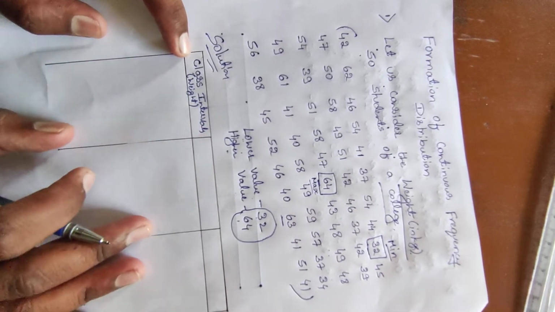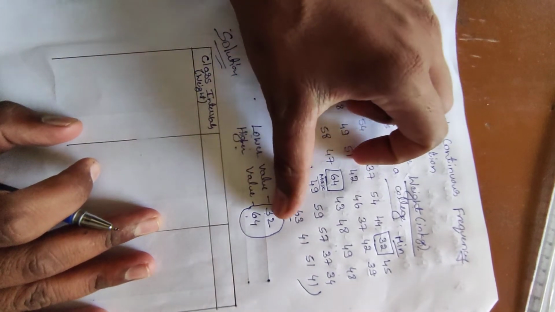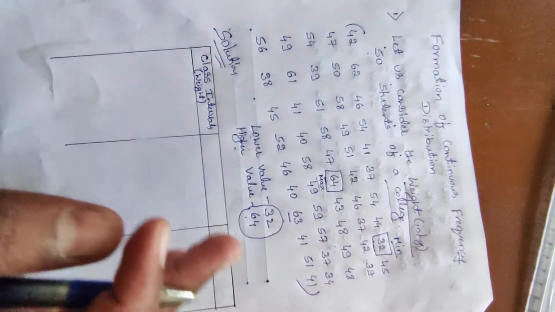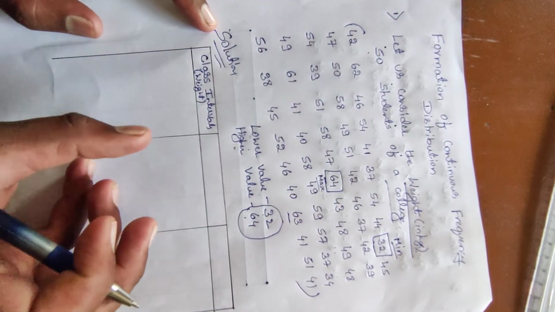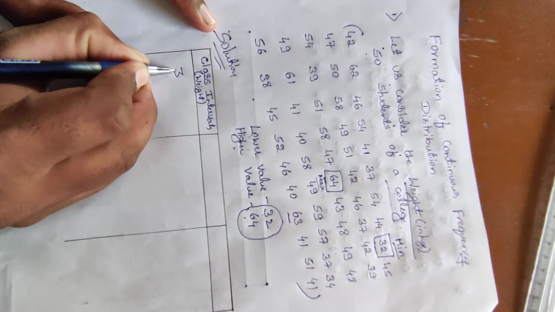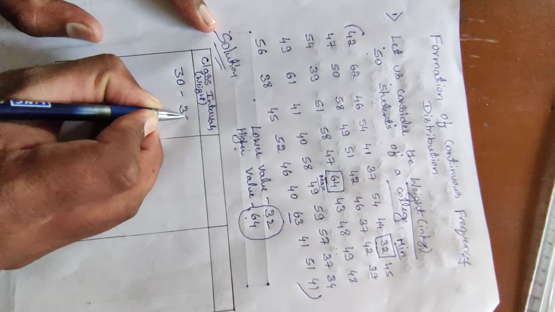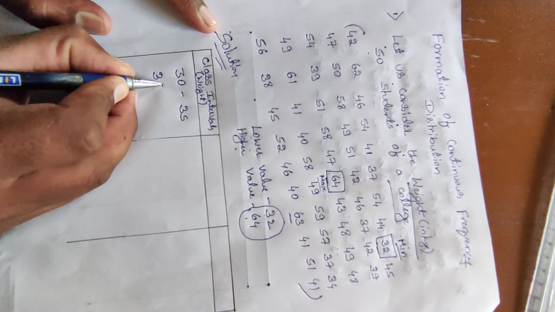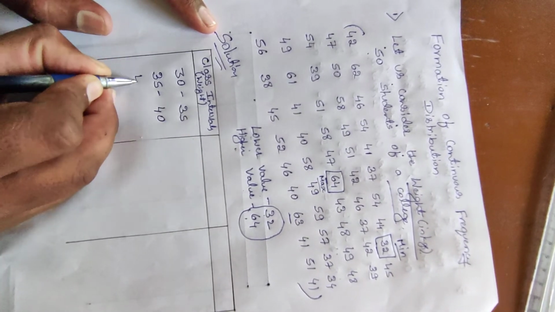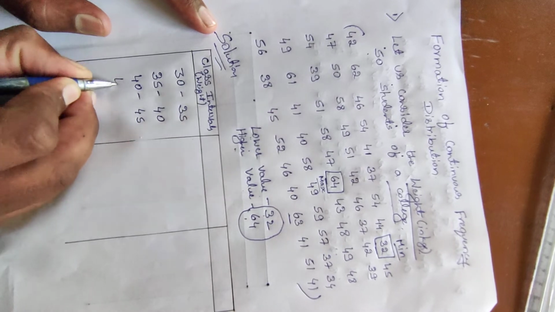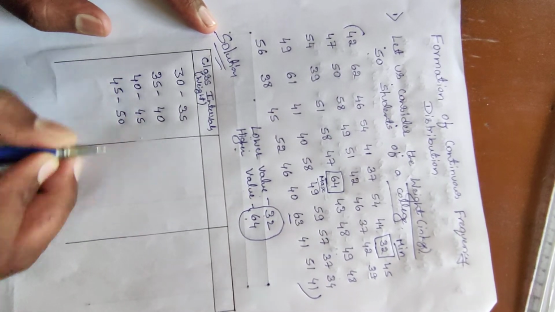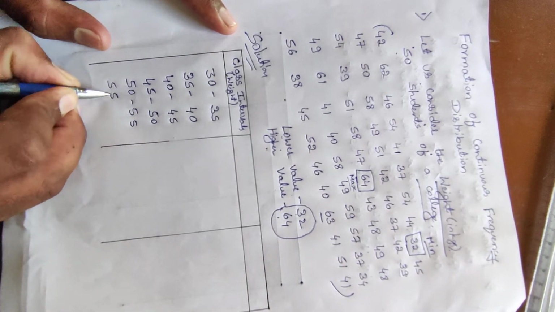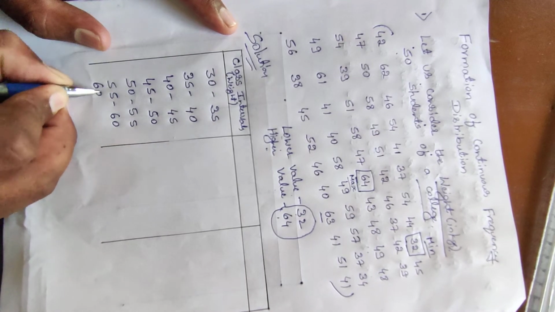So let us see how to classify the class intervals. The minimum value is 32 and the maximum value is 64. Both values must be covered in the class intervals. I will take a class interval gap of 5. So the first is 30 to 35, because 32 is included here. Next I will take 35 to 40, 40 to 45, 45 to 50, 50 to 55, 55 to 60, 60 to 65.